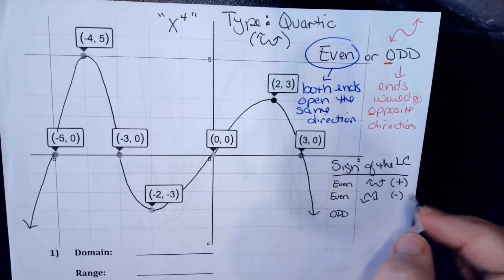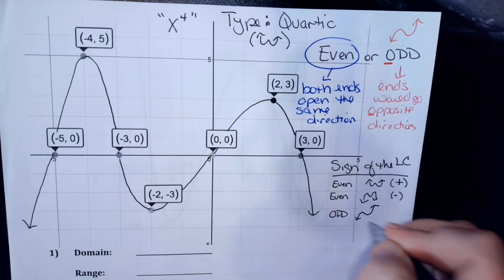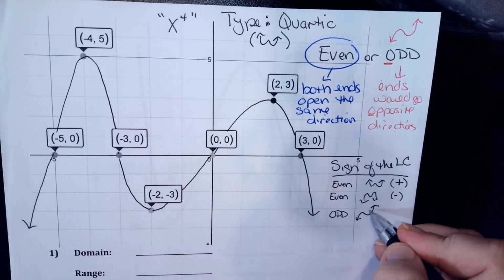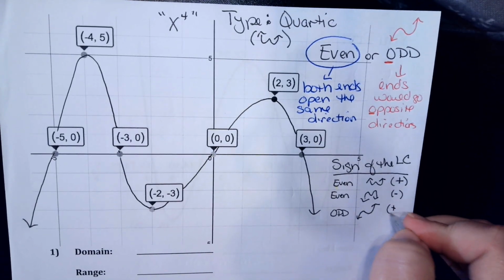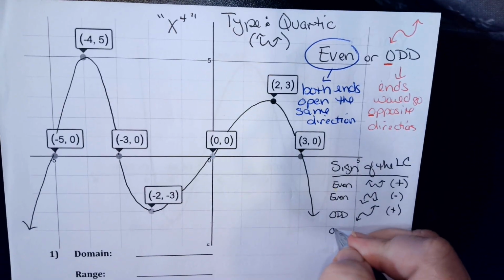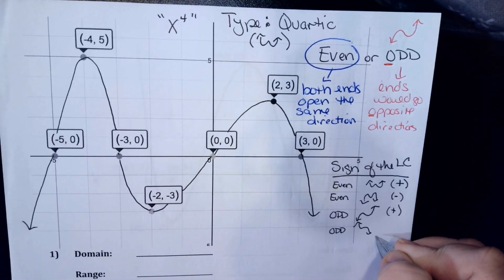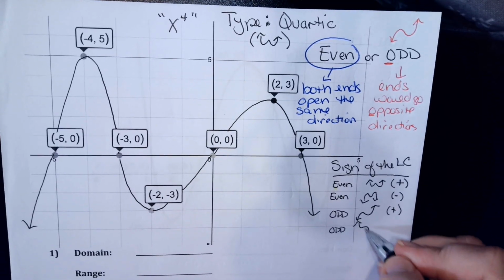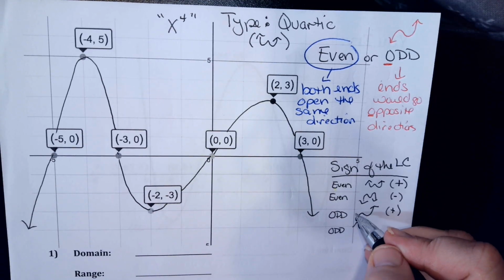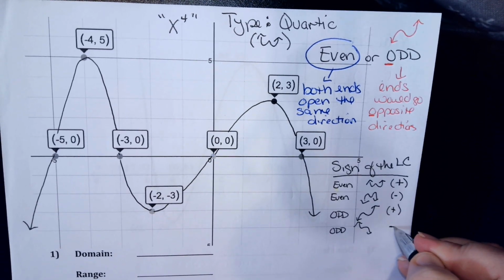If it's an odd function and it starts low and works its way up, so you're rising from left to right, like a slope rising left to right, we know it's a positive slope, so it would be a positive leading coefficient. And if it's odd and it falls from left to right, think about it: if that was a slope right here, that would be a negative slope, wouldn't it? It's falling. It's going from a higher y value and ending up at a smaller y value, so that is negative.